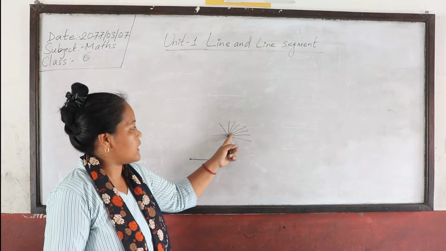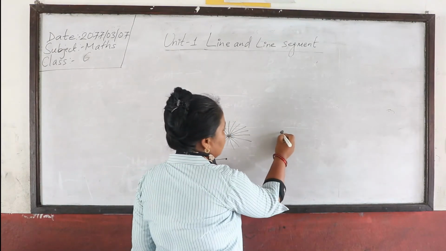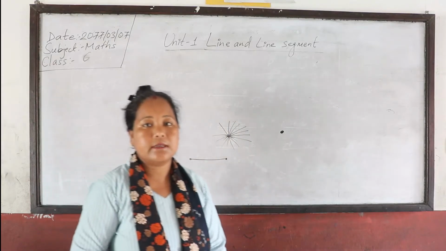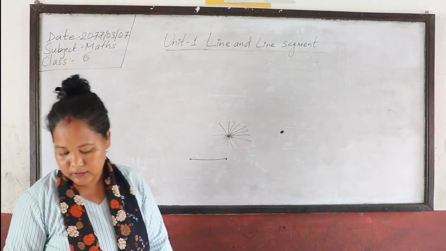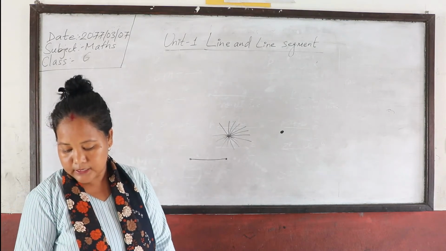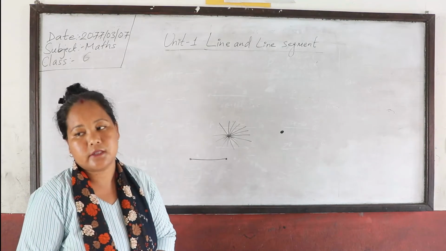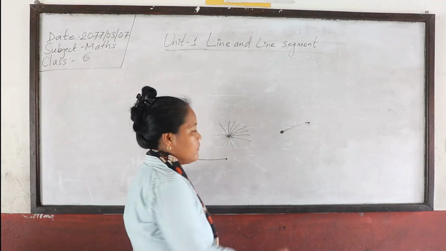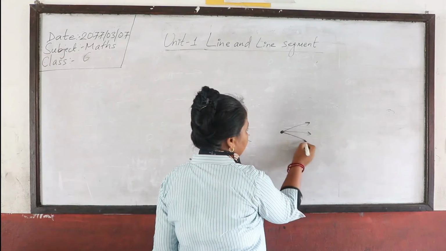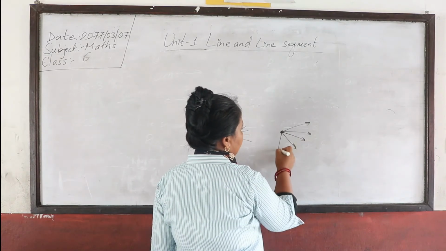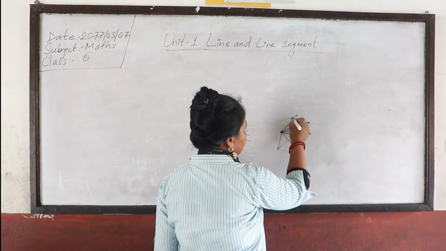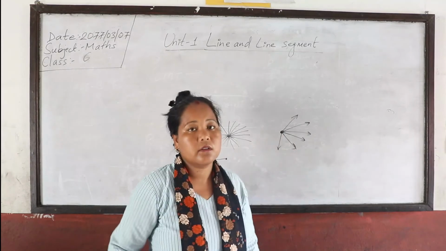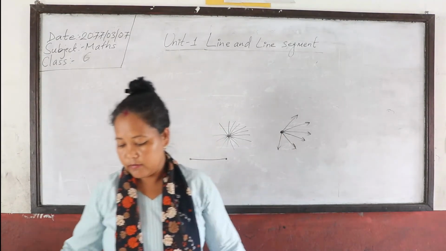Through 1 point, from 1 point we can draw infinitely many lines. And next it is written that infinitely many rays can be drawn from the given points. Yes, rays also. Infinitely many rays also we can draw from a point.